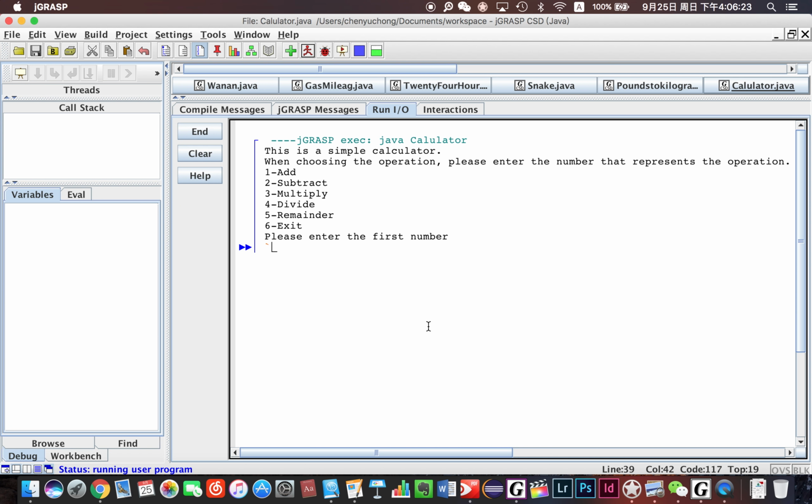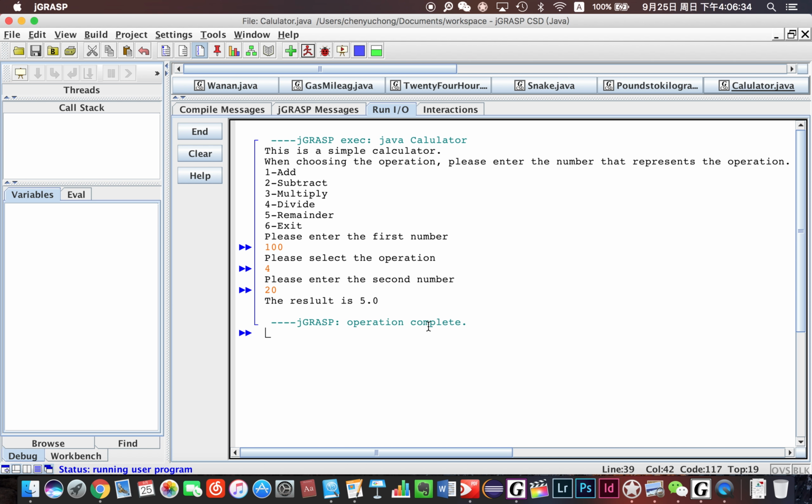Let's try another one. Let's say 100 divided by 20, which is 4 for divide, and it will turn out 5. Yes, 5 here. Because it is double, we have 2 digits in this value.